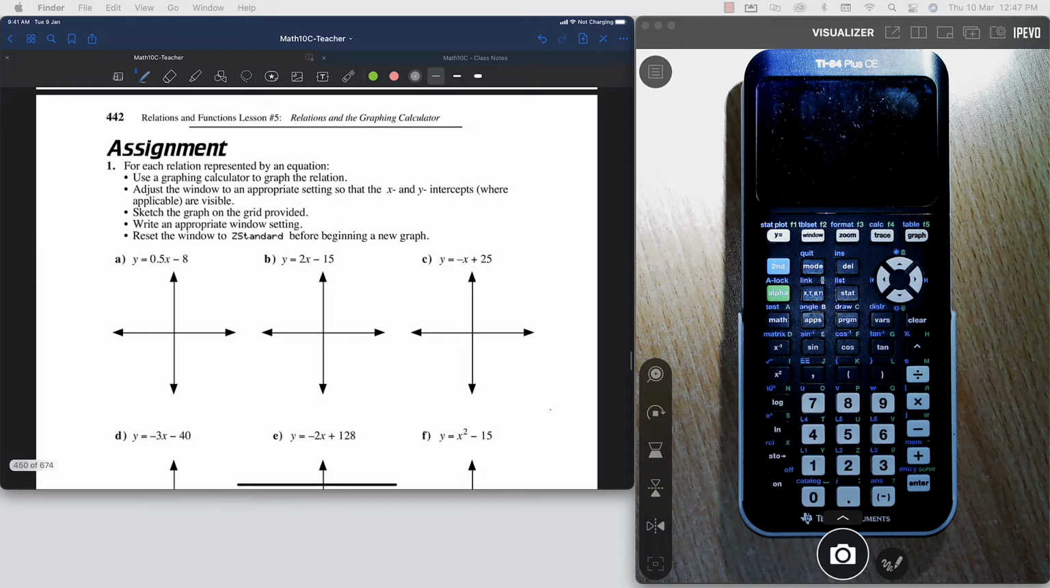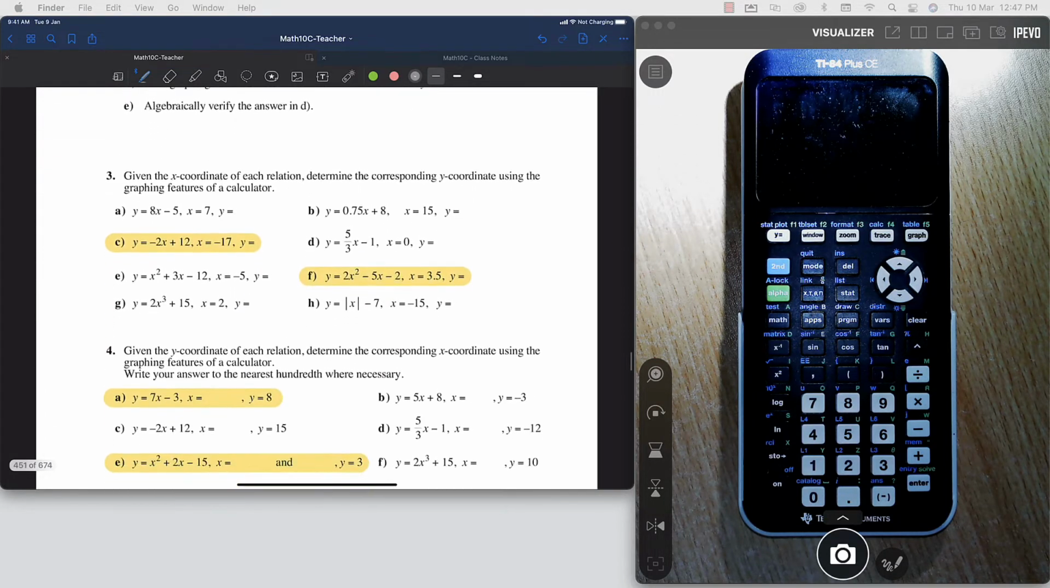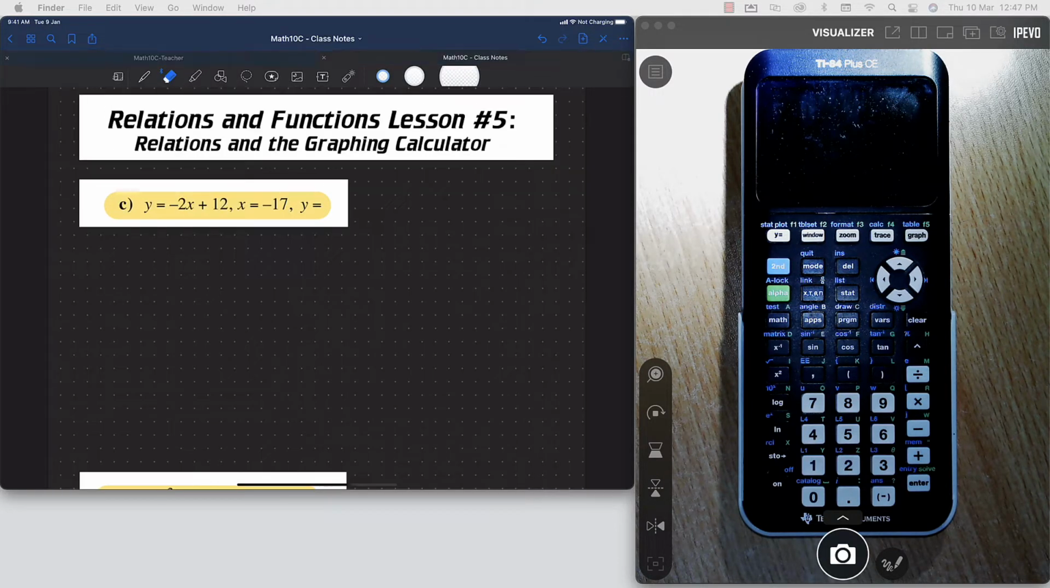Otherwise, I'm going to start off here with the assignment on page 442, but I'm going to skip down to question number 3. In this case, they're just giving some functions. I'm going to give you the value of x and I want you to calculate the value of y. On this screen, y is equal to negative 2x plus 12. Right now x is equal to negative 17. So what is the value of y?